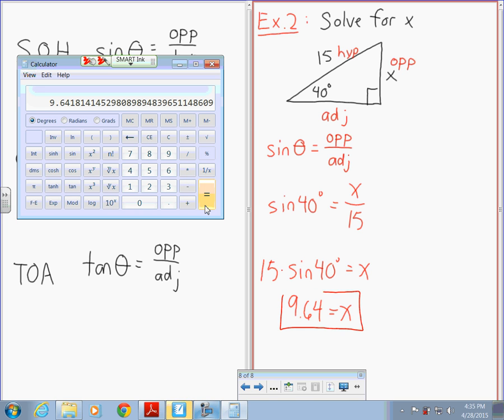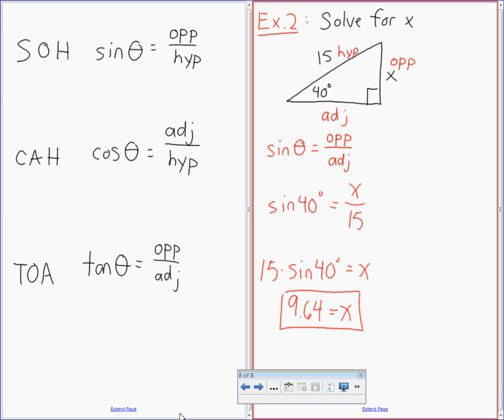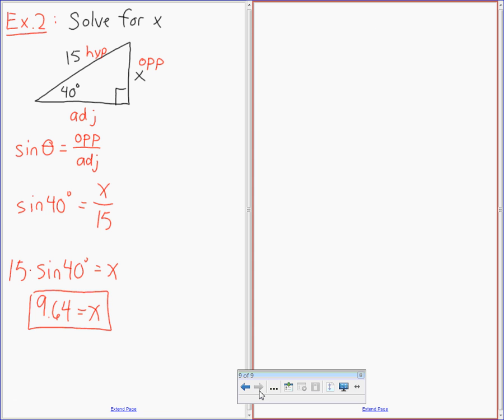That answer makes sense because your hypotenuse is 15. The opposite side has to be less than that. Okay, let's try example 3. On example 3, I'm going to hit pause in the video and give you a chance to work on this. Example 3 says solve for x.